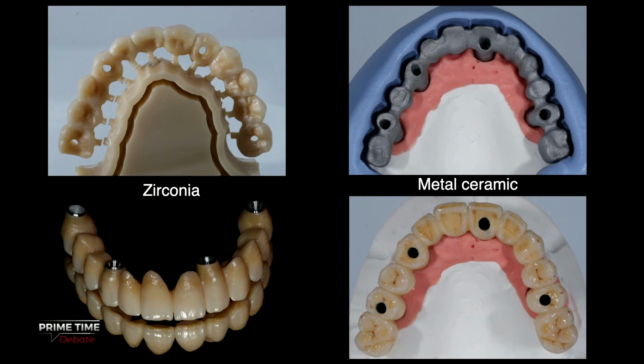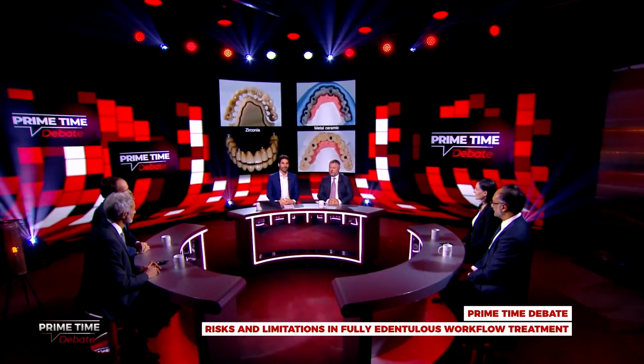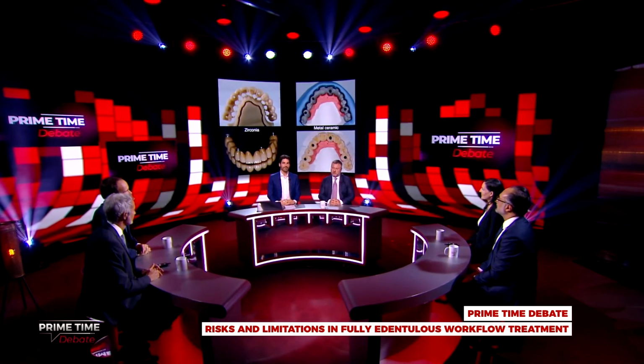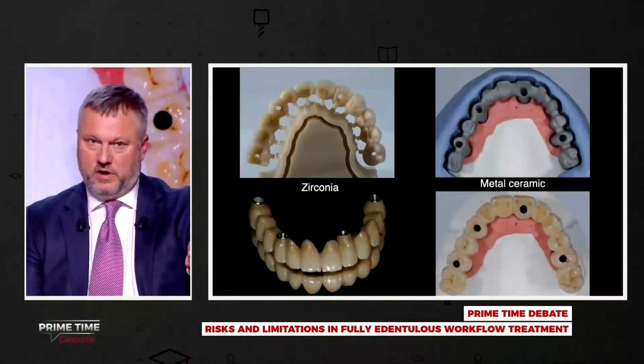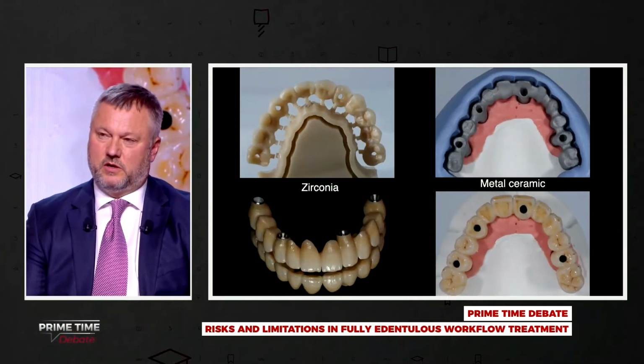I think it's nice, and that's the reason we put here next to each other 2 cases from Sergio. One was solved with monolithic zirconia, stained and glazed, and the other one has a metal framework and ceramic veneer. So if you just tell us, Sergio, what is your indication for zirconia and metal ceramic?